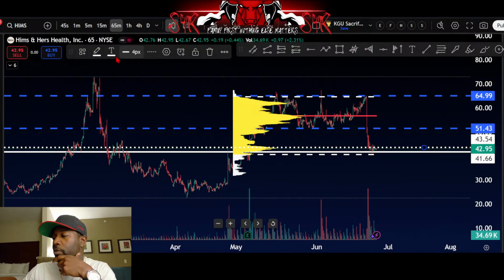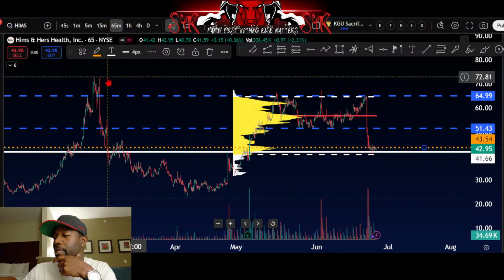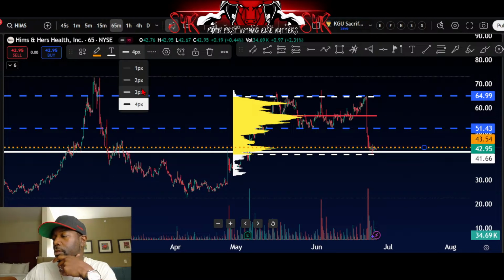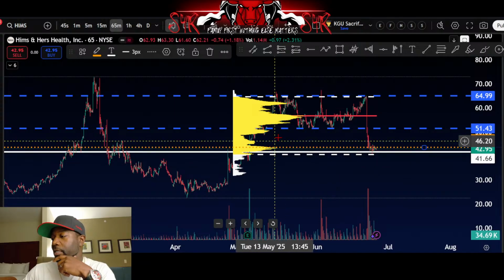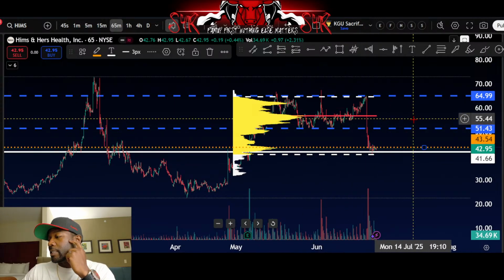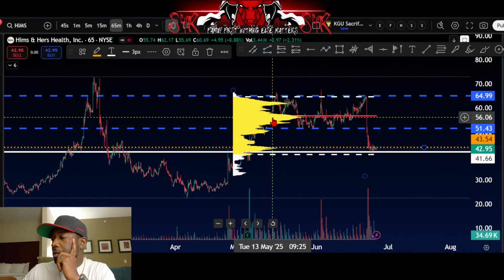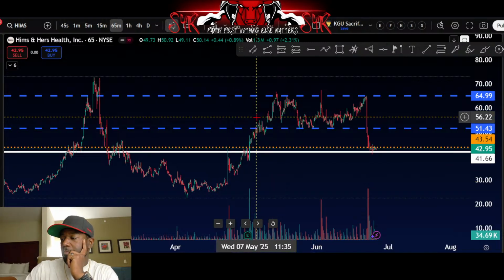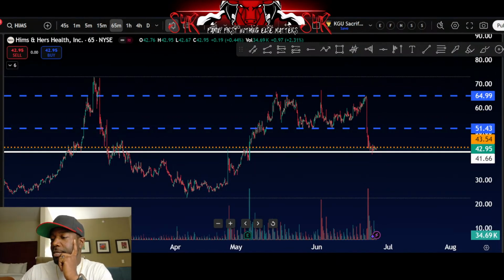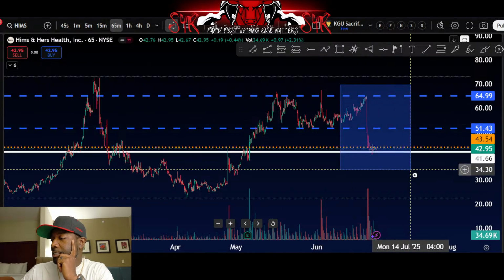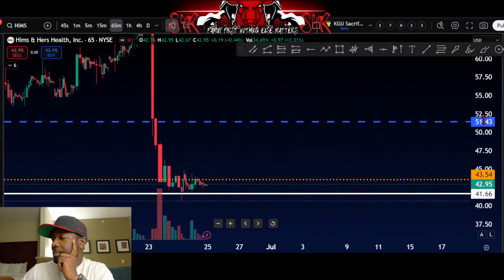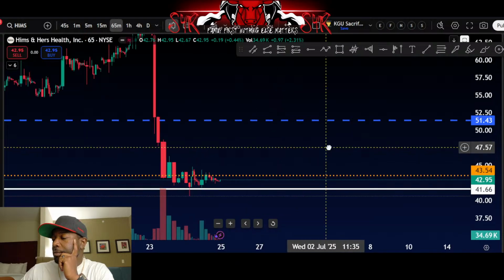If you ever see an orange dotted line on my chart, that is a high volume node. Everything that I do is color coded. So that's a high volume node. All right. I have a business plan. I wrote all this stuff out. I stick to these things so I don't get confused.